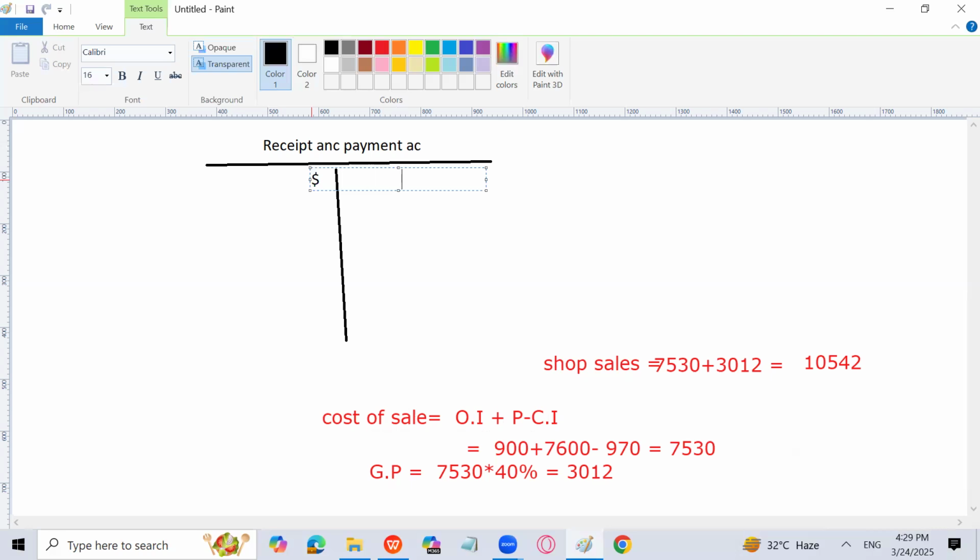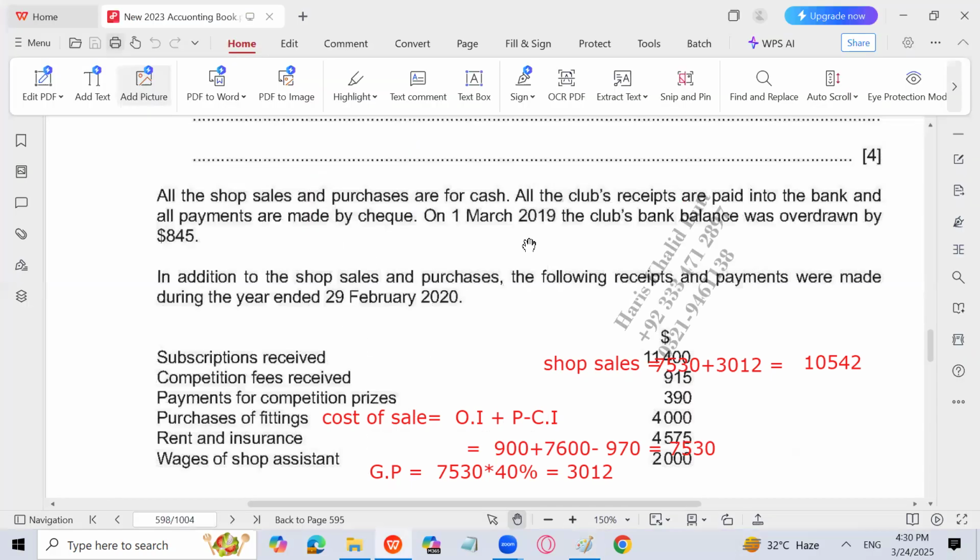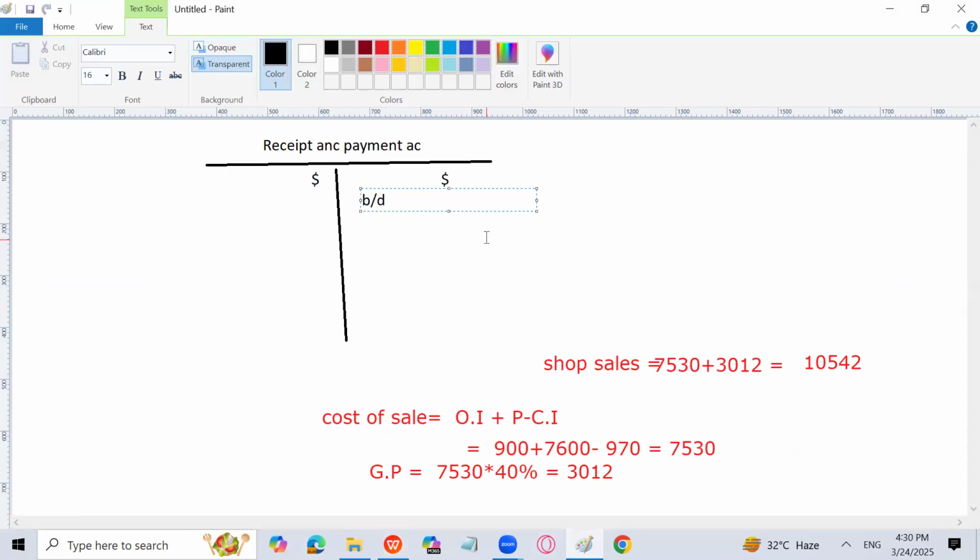इसका मतलब ये नहीं है कि मैं करवाऊँ ना, मुझे करवाना है फिर भी. तो ब्रॉड डाउन आपका आ जाएगा किधर? राइट साइड पे. कैश अकाउंट बना रहे हैं, बैंक अकाउंट. What is the brought down on 1st March? 845 credit. I will write here. Now it's very easy. जो कैश आ रहा है बेटा वो डेबिट पे आ जाएगा, जिसकी वजह से कैश जा रहा है वो क्रेडिट पे आ जाएगा. तो I can write here number 1, what is shop sales, जो हमने already calculate किए हैं 10542.